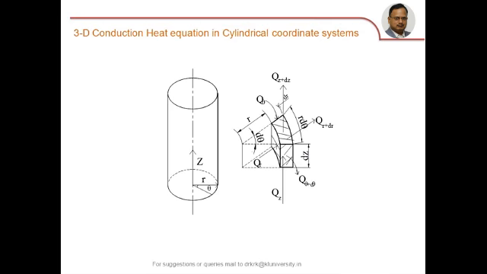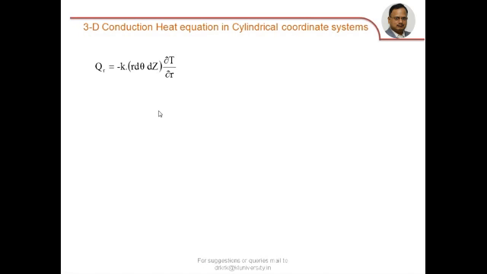I hope I am clear. Energy entering plus energy generated equals energy leaving plus the energy stored in the element. Now, coming to the Fourier conduction equation, Q_r is equal to minus k A dT/dx.